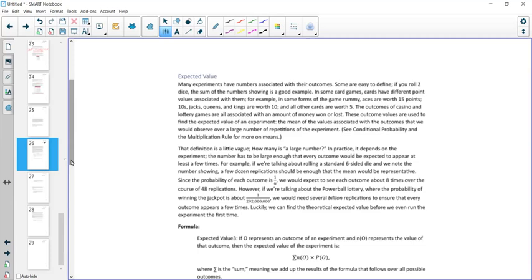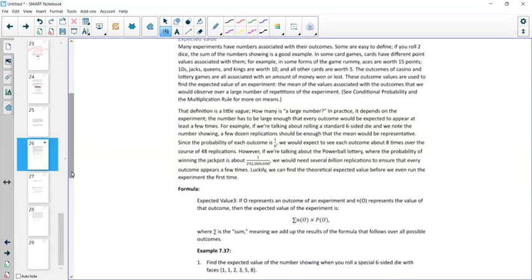The outcomes of casino and lottery games are all associated with an amount of money won or lost. These outcome values are used to find the expected value of an experiment, the mean of the values associated with the outcomes that we would observe over a large number of repetitions of the experiment. You can see conditional probability and the multiplication rule for more on means. What we're talking about is, if you played 1,000,000 times, this would be what you would expect to win on average, the mean.